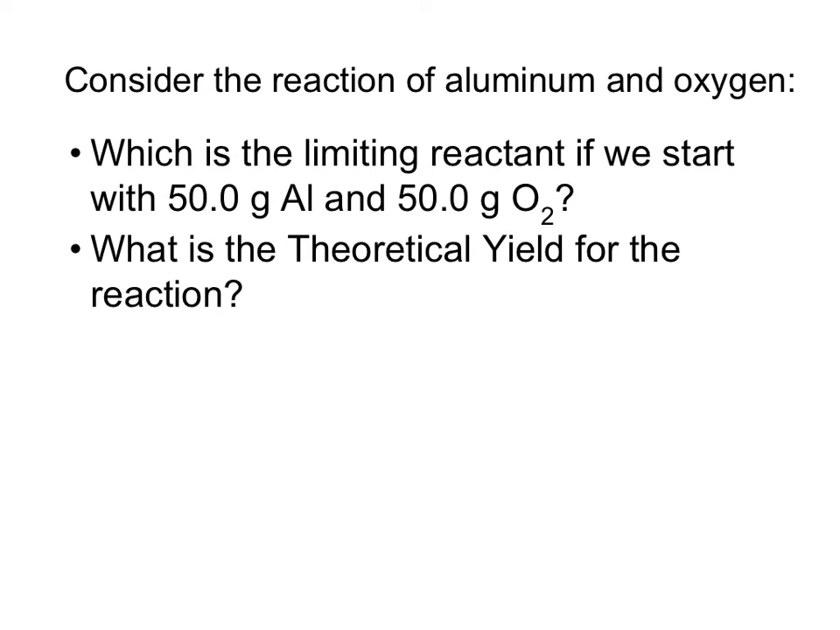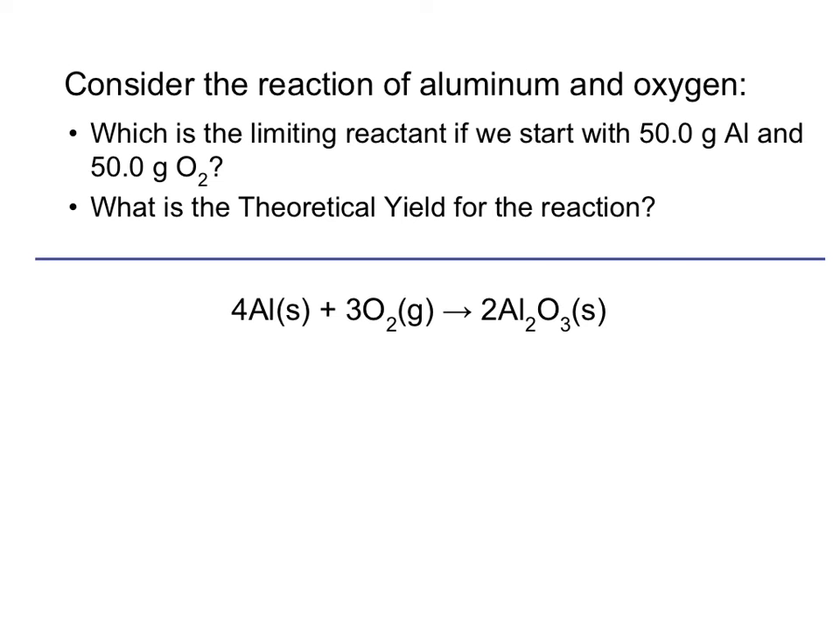And so let's take a look at a chemical example. In this example, we're going to react together aluminum and oxygen, and we want to know what the limiting reactant is if we start with 50.0 grams of both of those reactants. And so our ultimate goal is to calculate the theoretical yield for that reaction. And our first step, as in many stoichiometric problems, is to put together our balanced chemical equation, which we have here. 4 moles of aluminum plus 3 moles of O2 will give us 2 moles of aluminum oxide.